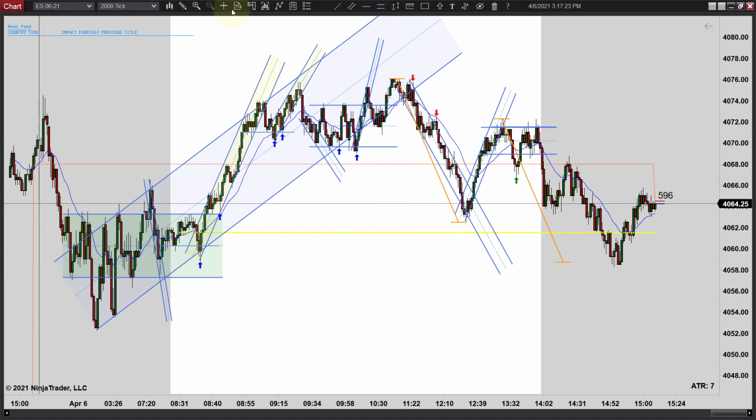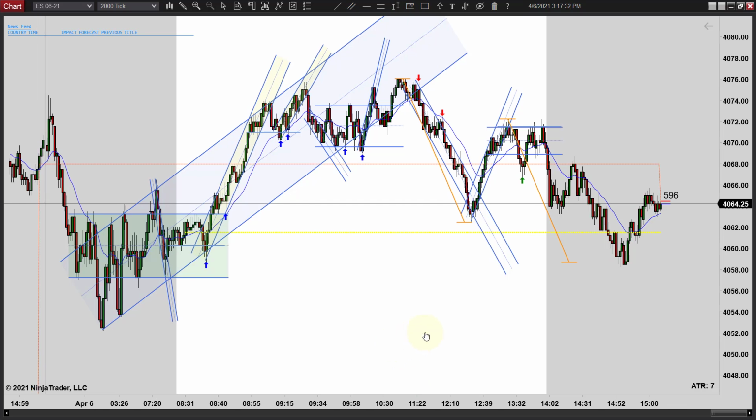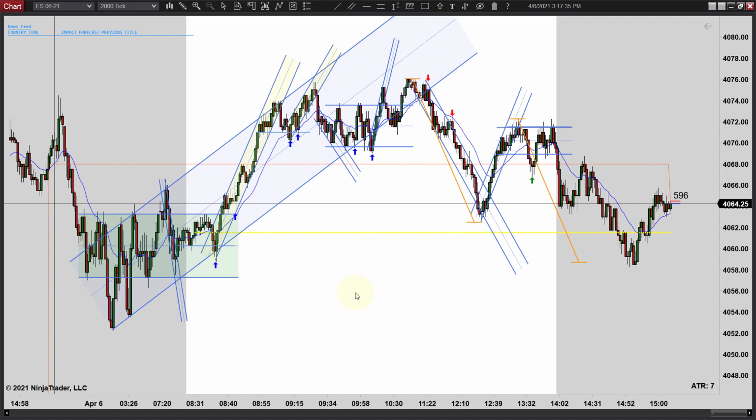But sometimes if you want to get those bigger runners, you've got to give it more room. And I really was hoping to get a big runner here, but it just didn't happen. So that's the way it goes. Sometimes you get those runners, sometimes you don't. But anyway, let's get on to the chart lesson.